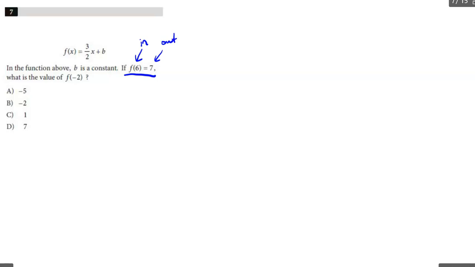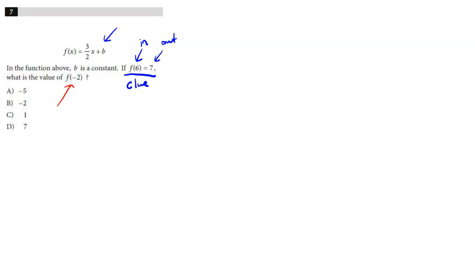And if you've done enough of these, when you have some constant that you don't know, you're going to need to use this clue to figure out what that b is. And then eventually we'll come back in step 2 and we'll plug in the -2 to get the final answer. So let's kind of work through this. This is a common question of theirs.